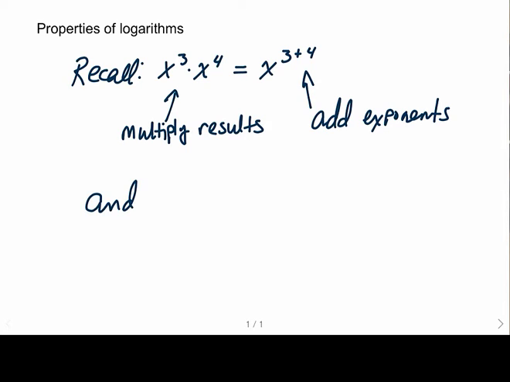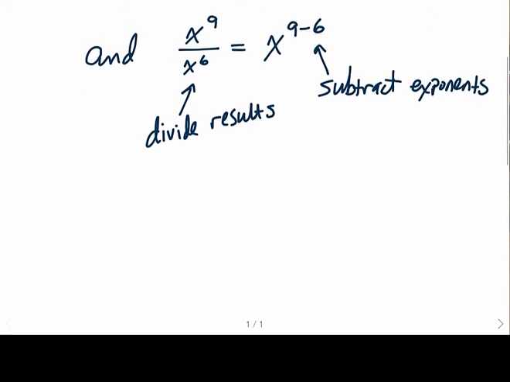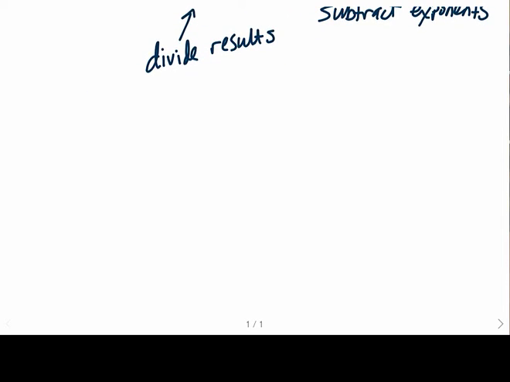Also, if you have a division of, say, x to the 9th divided by x to the 6th, that becomes x to the 9 minus 6. That is to say that if we divide results, we end up subtracting exponents. Things like these are the basis of our properties or laws of logarithms, which I'm going to write down in general and enumerate, and then we will use throughout this video.